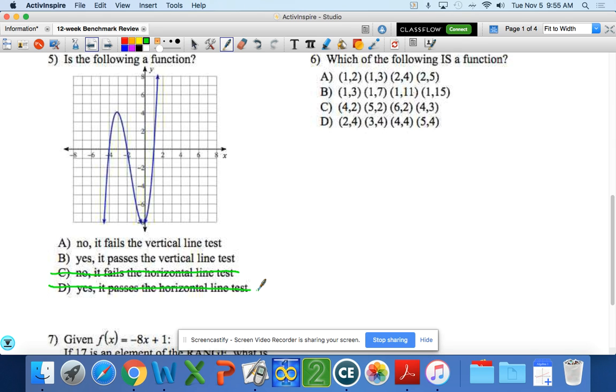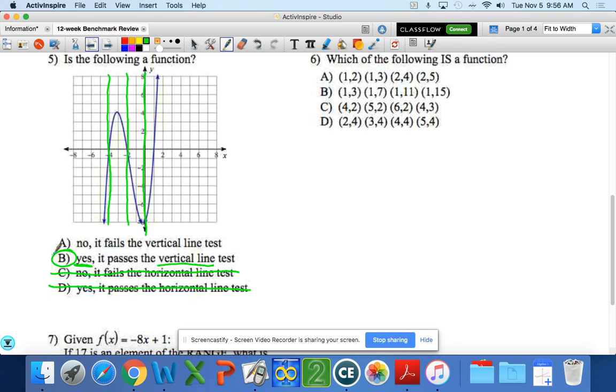To be a function, you need to be able to draw vertical lines through that graph, and it only touches once. And we can see that no matter where we draw a vertical line through this graph, it's only going to hit once. I could draw one there, I could draw one there, I could draw one on the axis. Doesn't matter. Every time I draw a vertical line, it only hits once. So yes, it's a function because it passes the vertical line test. No such thing as a horizontal line test.